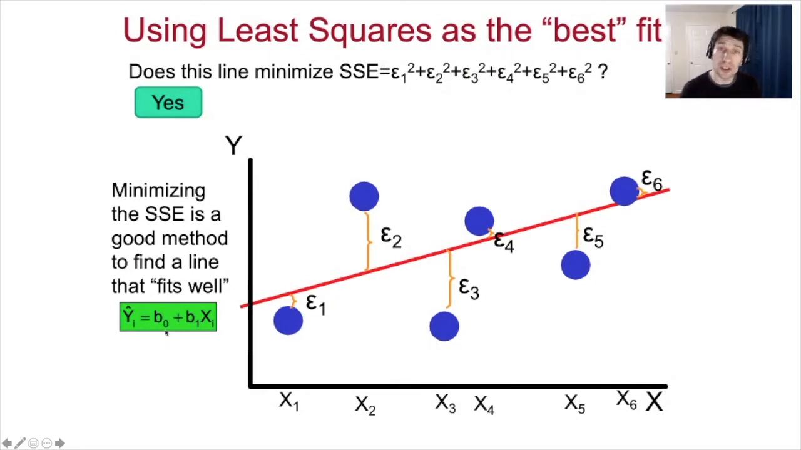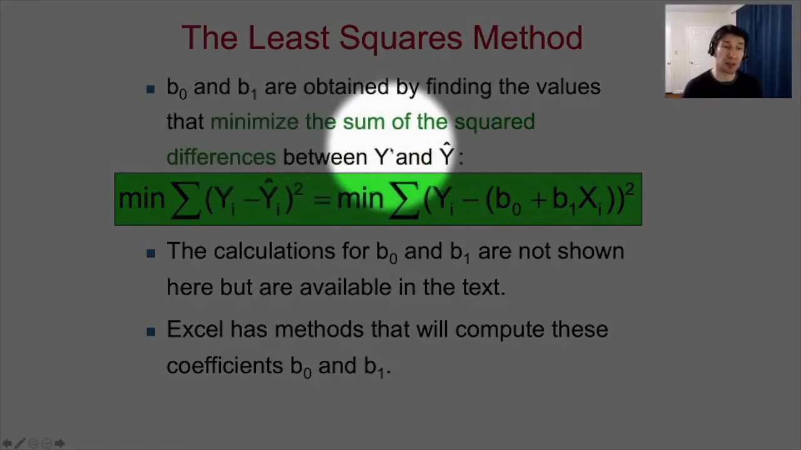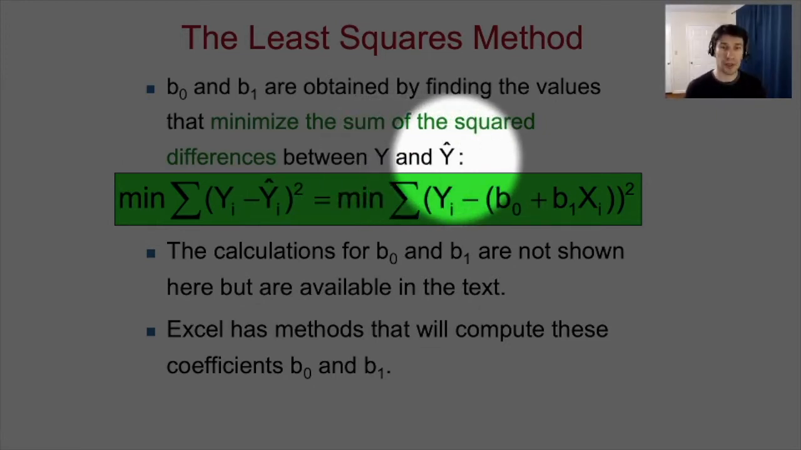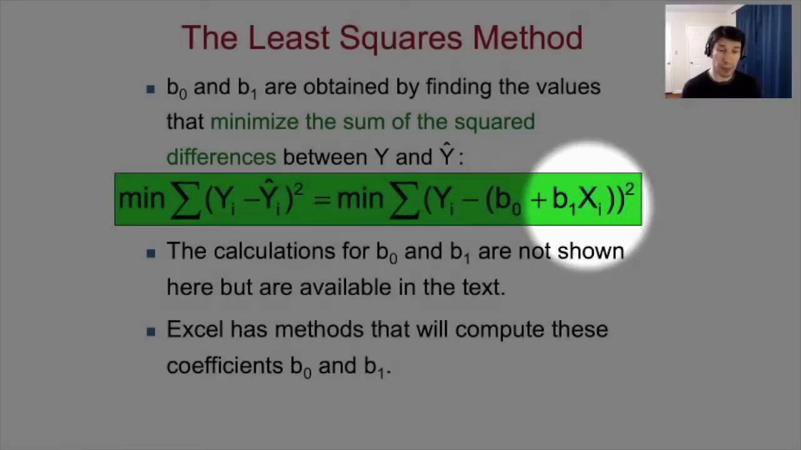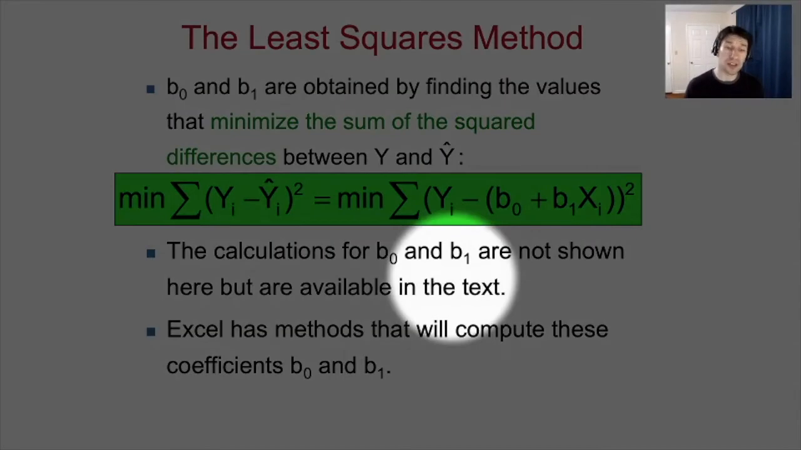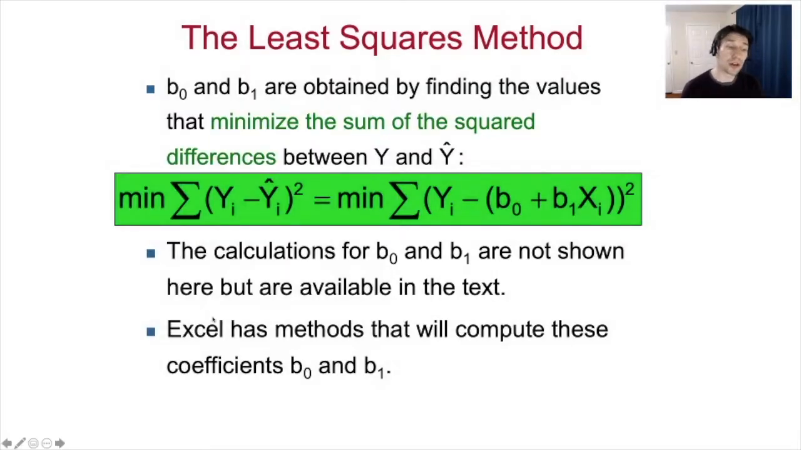And now the question is going to be how to find an equation for this line. Well, to find this equation, we need to find b0 and b1, and those are found by minimizing the sum of square differences between the actual y and the predicted y, where the predicted y hat is b0 plus b1 xi. The calculations to actually find them I'm not going to show you here, but they are available on Pearson if you go online and look for them. But for us, we are in luck. We are just going to use the methods that Excel has that computes those coefficients for you.